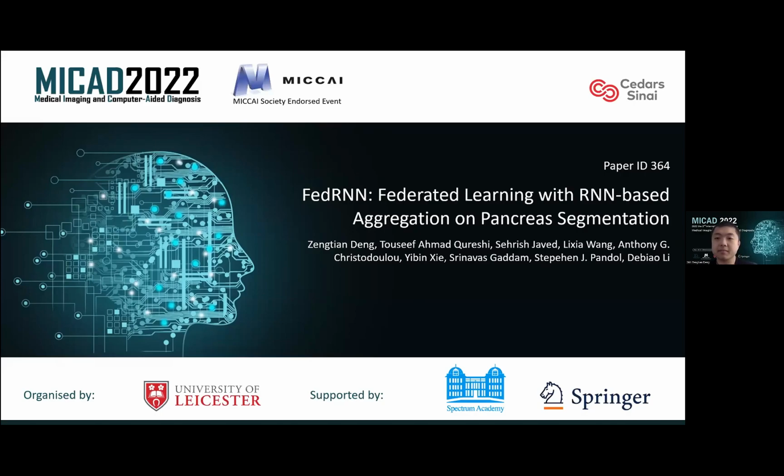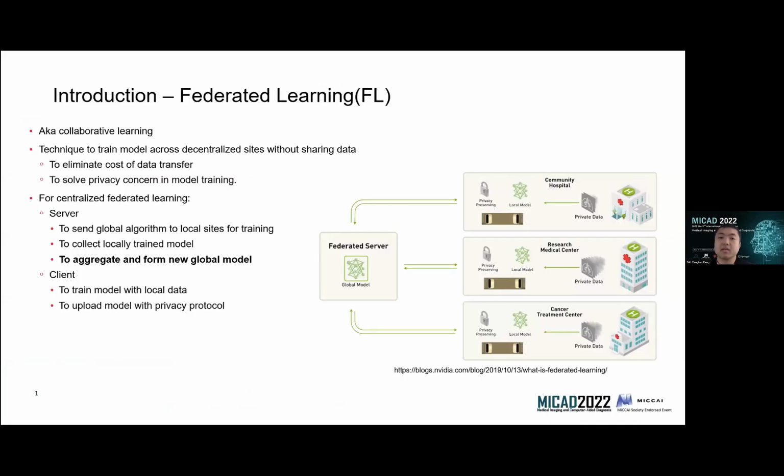My name is Zengtian Deng, and today I'm going to talk about FedRNN, which is a federated learning algorithm that utilizes a recurrent neural network as the aggregation method to perform pancreas segmentation on heterogeneous datasets. To get started, let me briefly introduce federated learning.